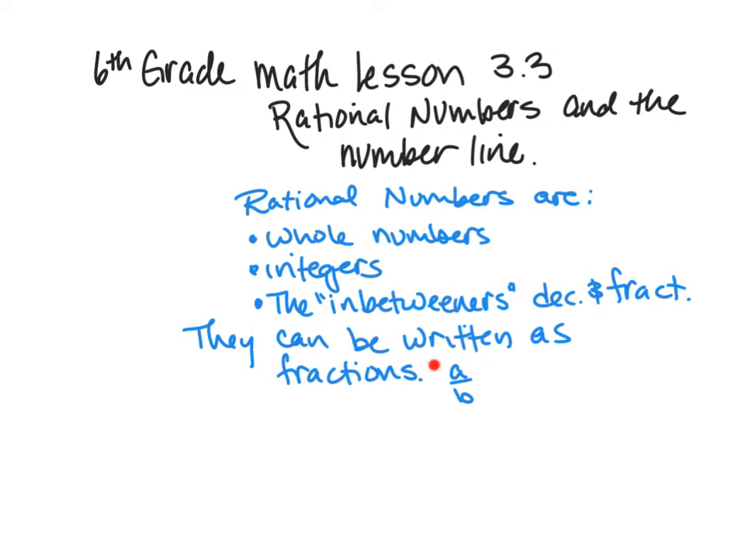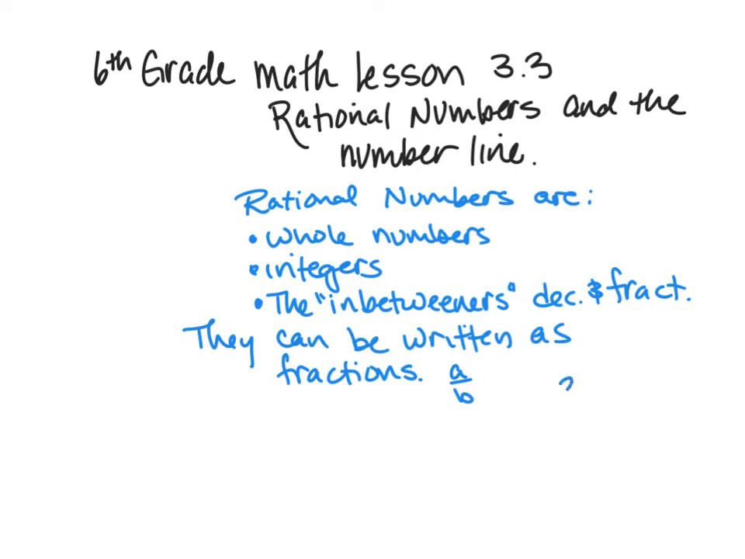Any rational number can be written as a fraction, and in the book they use A over B. They use that this year, and next year you'll see that too. That means if A represents any number other than 0 and B represents any number other than 0, and a number is able to be written as a fraction, it is considered a rational number.